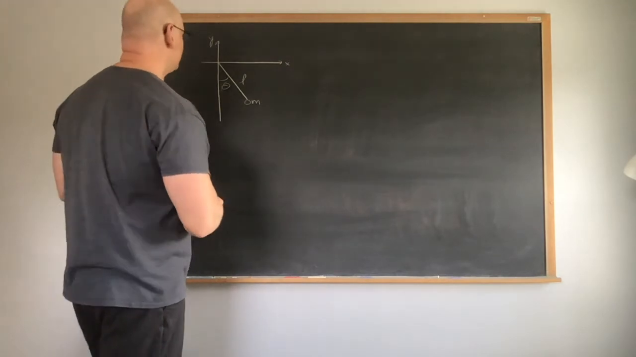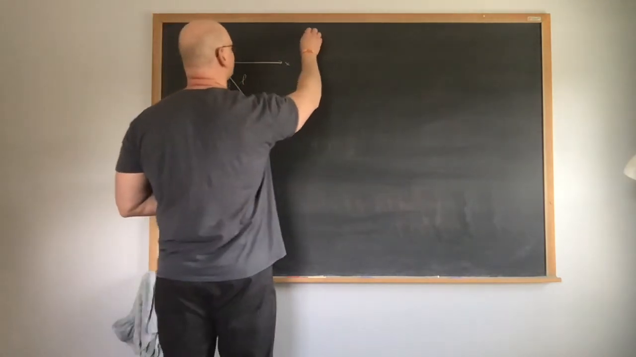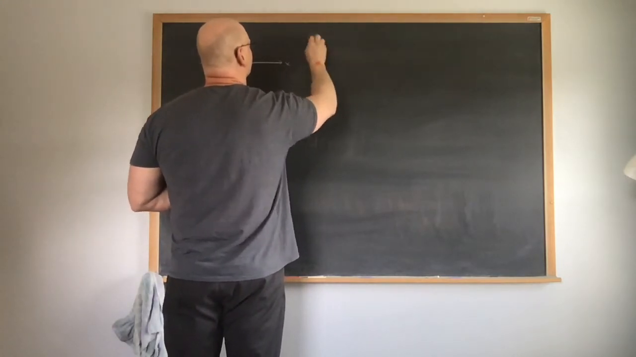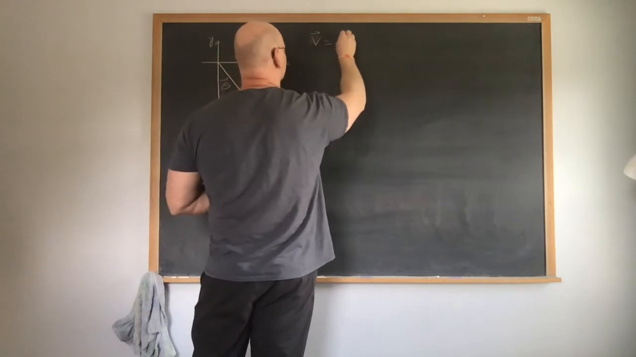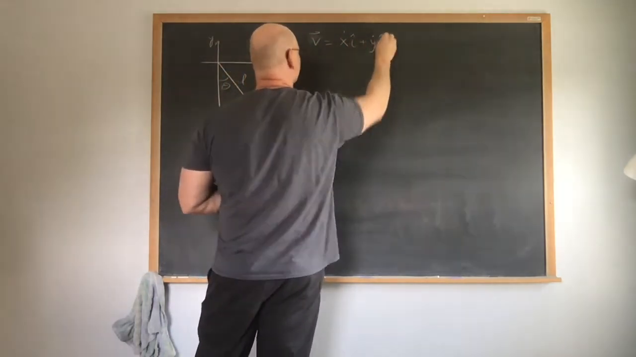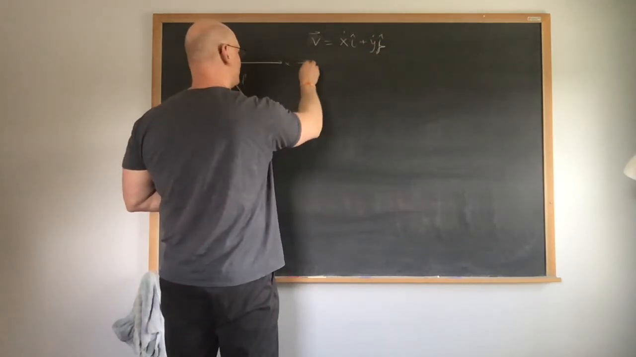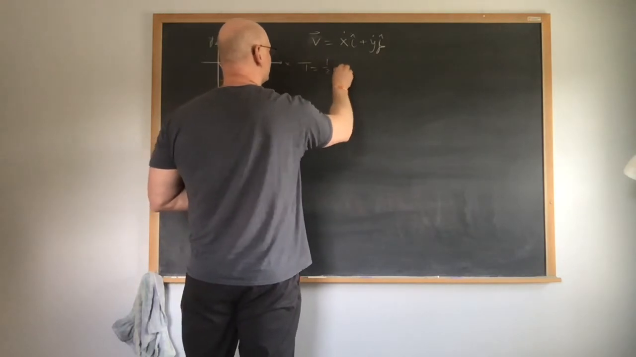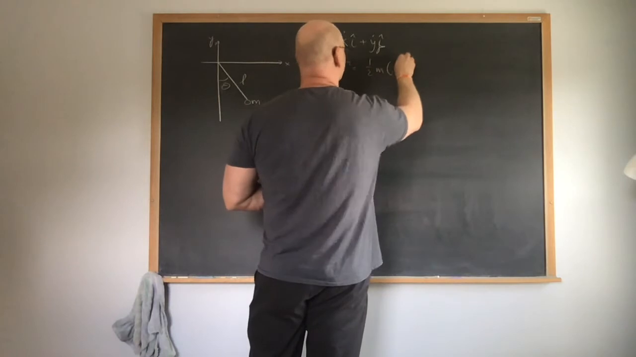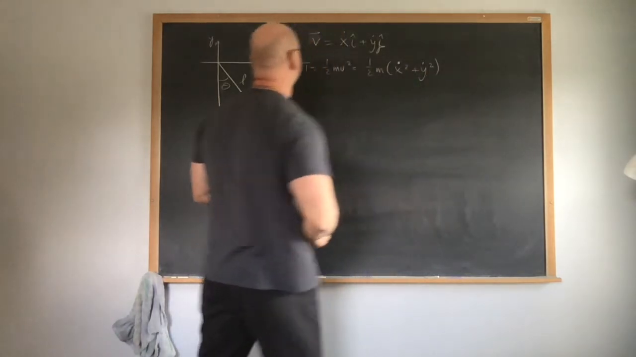Since it's moving in the xy plane, we know that the velocity is simply going to be x dot in the i hat direction plus y dot in the j hat direction. Which means our kinetic energy, which is 1/2 mv squared, is simply going to be equal to 1/2 the mass times x dot squared plus y dot squared.